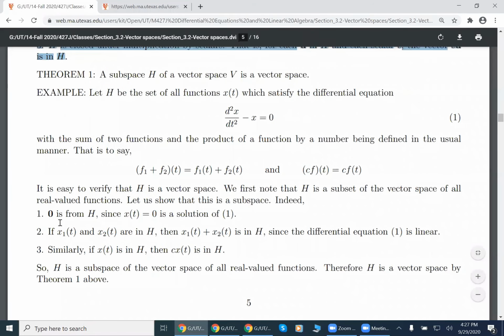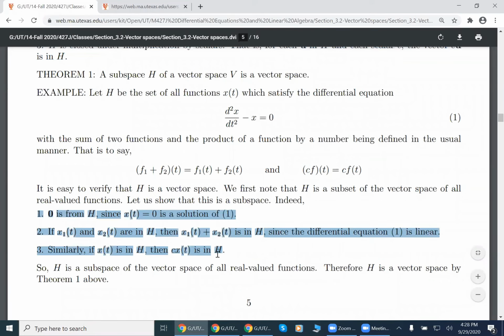It's exactly what we do here. Number one, is 0 in this set? The answer is yes, because x of t equal to 0 is a solution of this equation. So 0 is from H. Number two, is it closed under addition?